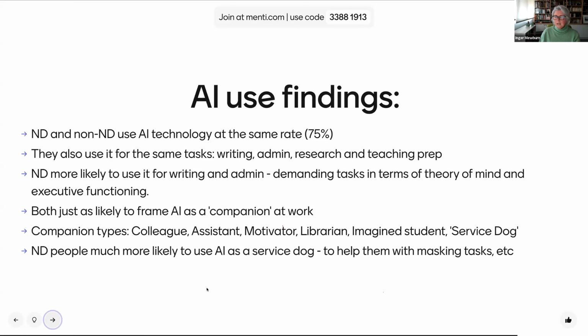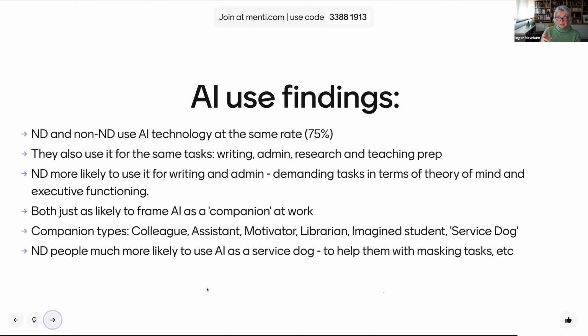So then we went further down and tried to look at what type of companion is being implied here. When people talk about using AI continuously throughout the day or very often, what are they imagining it to be? So we saw that they were imagining it as a colleague, either as an equal peer or a slightly junior peer, an assistant, a PA, a research assistant, someone to motivate them, to get them started on the blank page.